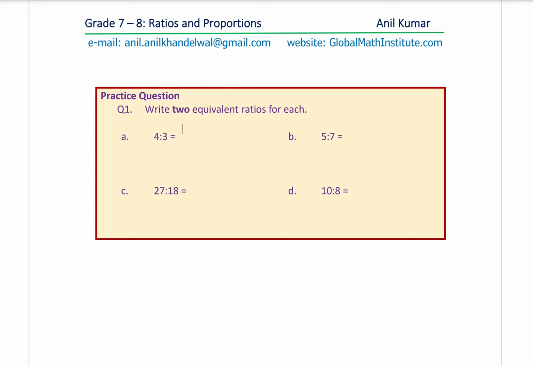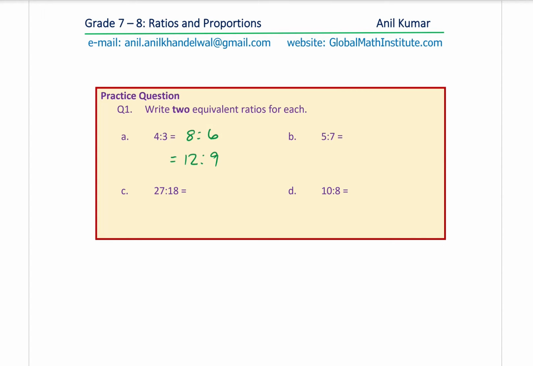So we have 4 practice questions. Question number 1, write 2 equivalent ratios for each. So 4 is to 3. To find equivalent ratios, I can multiply them by 2, right? So I could write 8 is to 6. I could also multiply by 3: 12 is to 9. So these are equivalent ratios.